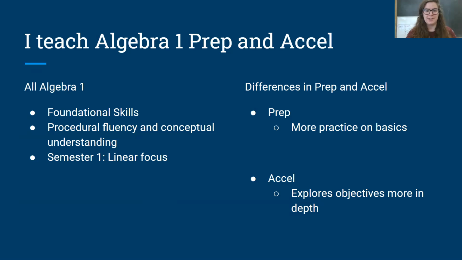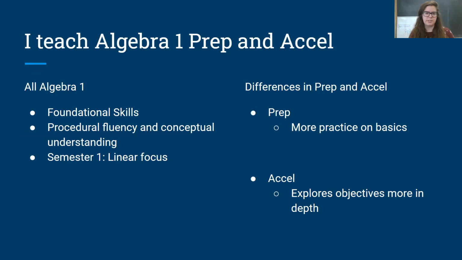So I teach both Algebra 1 Prep and Excel. So just a little bit about what we go over in those classes. In all of Algebra 1, we're going to focus on the foundational skills that students will need to be successful at LT and beyond. We really focus on making sure students can do the problems, but also that they understand why we take the steps that we do. So when we're solving an equation and we subtract 5 from both sides, why do we do that?